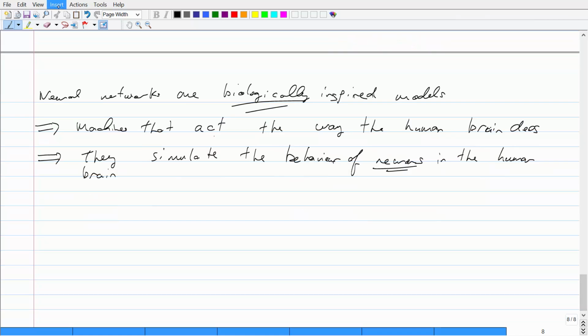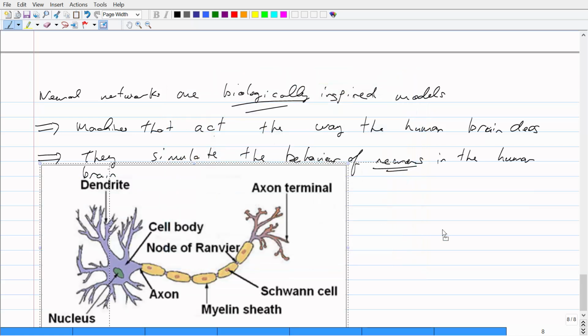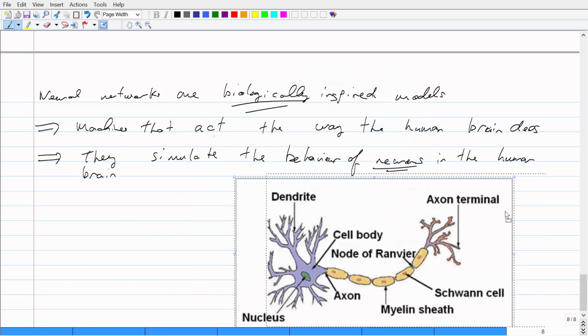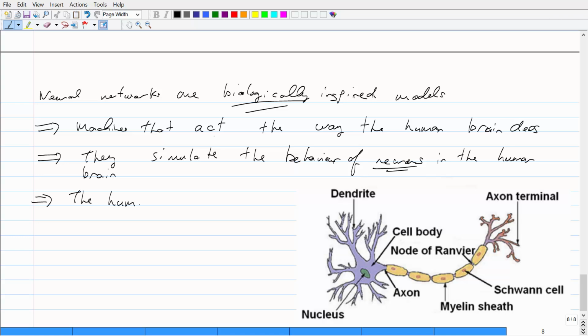Okay, so let me just get a little diagram here. Okay, this I took from Andrew Ng's course. Okay, so basically our human brain is jam-packed with these neurons. Actually, the count, if I recall from ASAP Science, it said there was about 86 billion neurons that are jam-packed into your brain, which is actually pretty cool. So the human brain is jam-packed with these neurons.